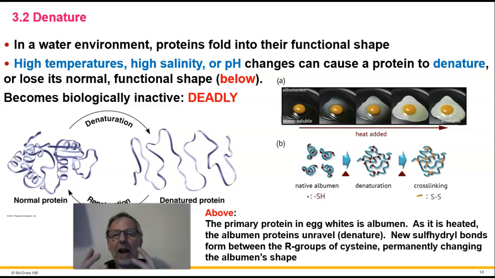And when that albumin hits the hot surface of a frying pan, high temperature, it causes the structure of the albumin to denature, to change shape, and it kind of relinks into different shapes, and you get that gelatinous egg white. And you can't go back, right? Once you cook an egg white and it becomes gelatinous, it doesn't go back to its normal shape. So many times denatured proteins stay denatured, and that would be deadly.